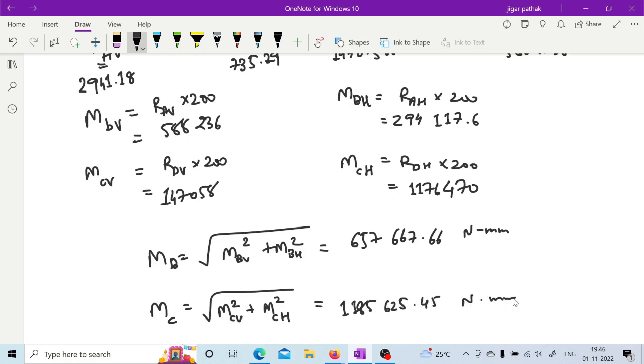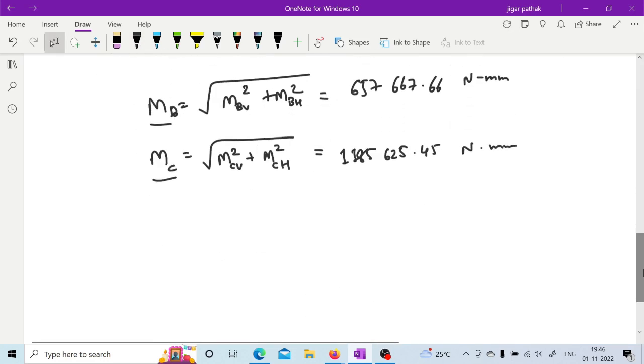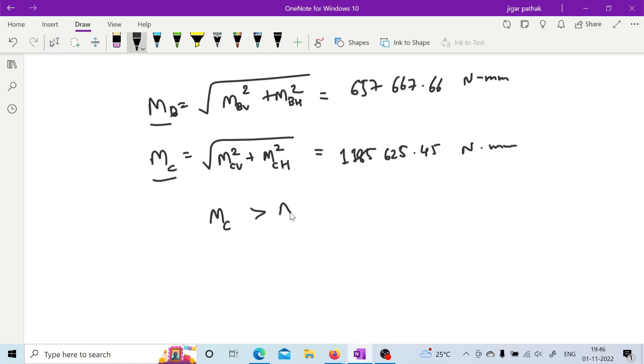Now see, we have calculated both the moment at B and C, right? And you can see that at C it is greater than B. Here MC is greater than MB, so we are going to consider that higher bending moment, because for designing any machine element you need to consider the maximum stress acting on that element. So as it is greater than MB, we are going to consider the moment at C, or bending moment at C, for further calculation.